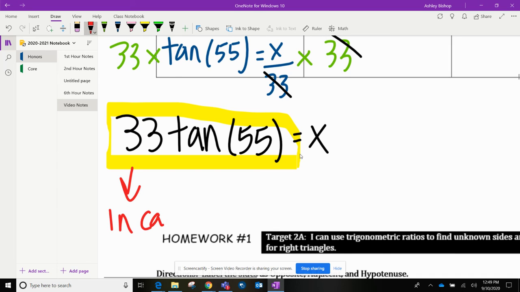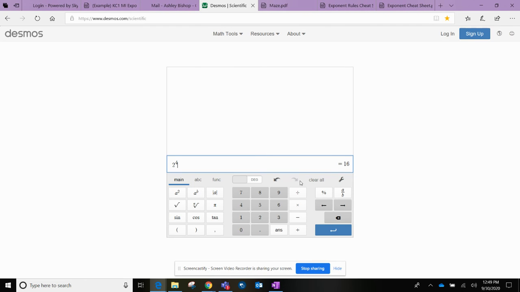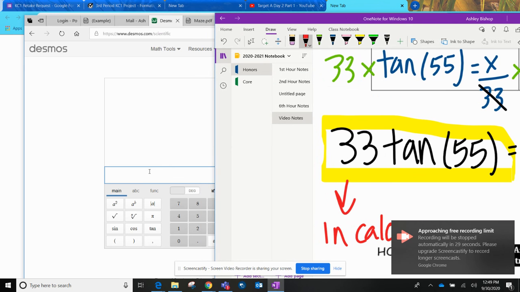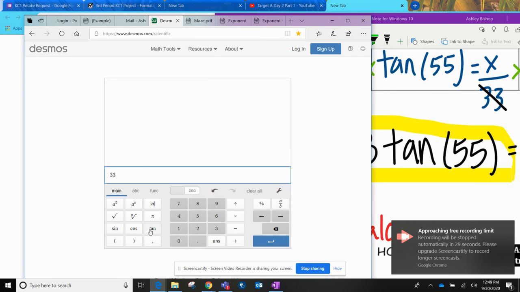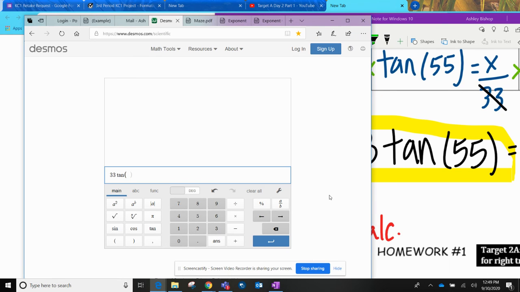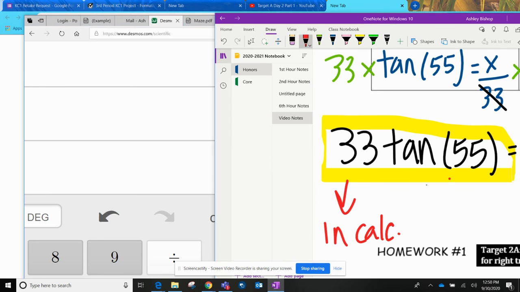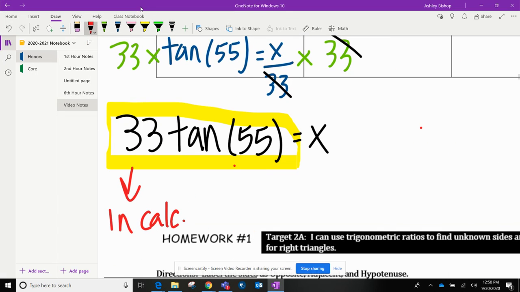So I'm going to go to the Desmos calculator that we've been using and put it in exactly how I see it. I have 33 times the tangent of 55. Tangent is down here, sine, cosine, tangent. You're going to put it in exactly how you see it: 33 times the tangent of 55. It'll give me a number, and I'm going to round to 1 decimal point. 47.1. So X is equal to 47.1.